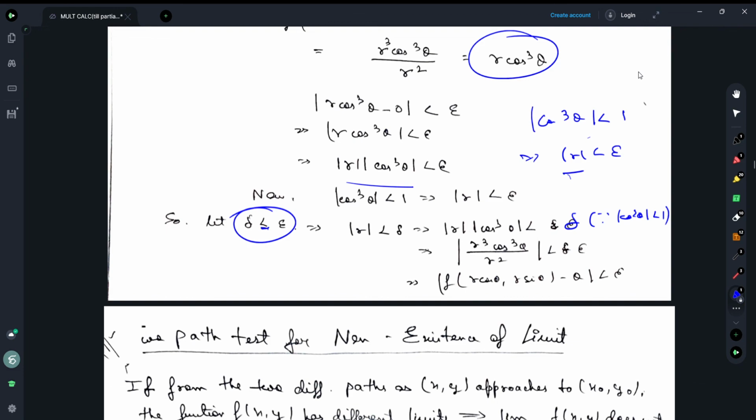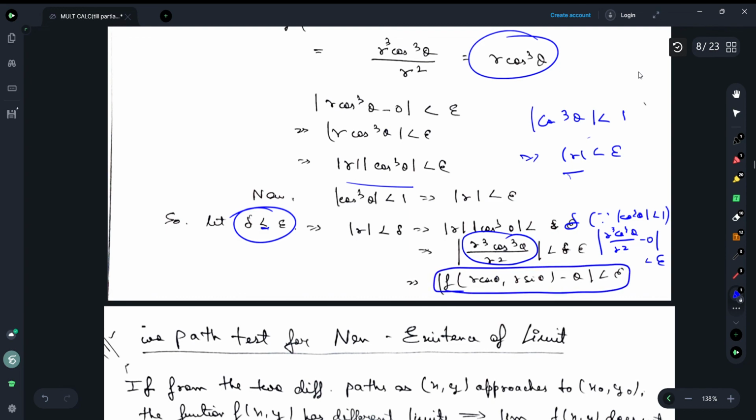So if mod of r is less than delta, then mod of r times cos cube theta is less than delta, then r cube cos cube theta over r square, its mod is less than delta. Okay, and this is basically your f of r cos theta, r sin theta. You can also write this as r cube cos cube theta by r square minus 0, and delta is less than epsilon, so it is less than delta means it is further less than epsilon. So this gives you this particular statement. So by the delta epsilon proof, we can say that the limit of the function is 0.